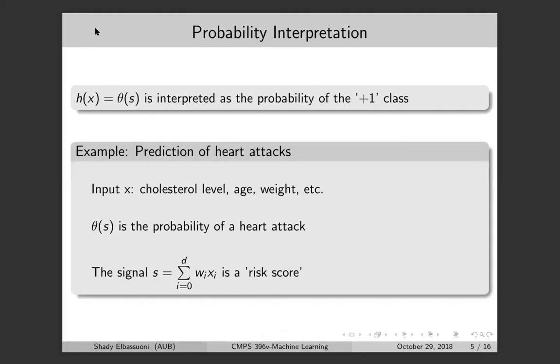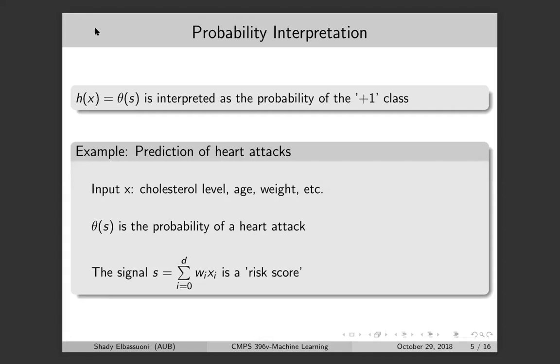So let's see an example scenario. So when is this useful? It can be applied to any classification problem, but some scenarios are more suitable for logistic regression than others. But again, it can be applied to any classification problem. So it's a general model.